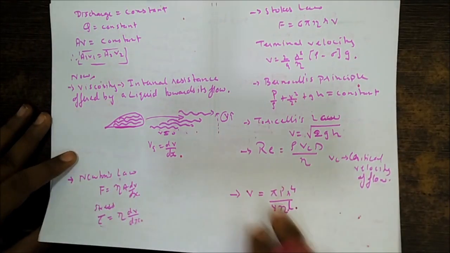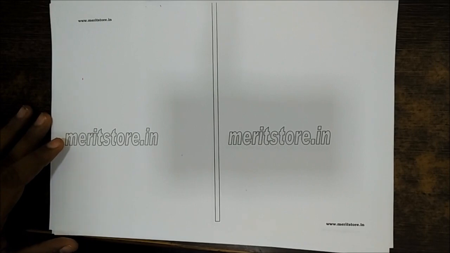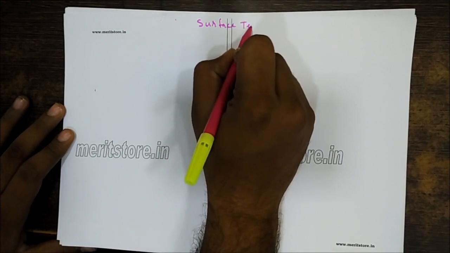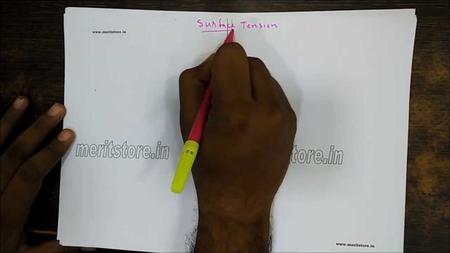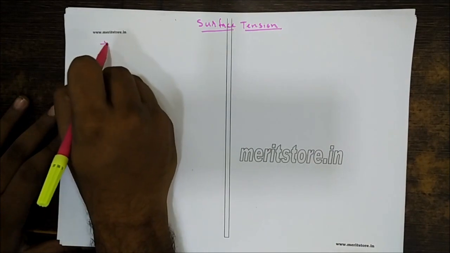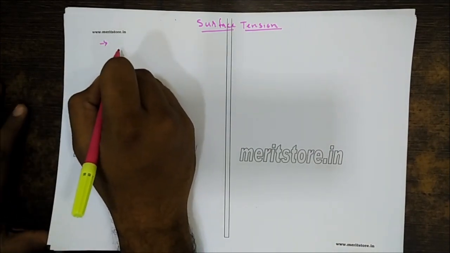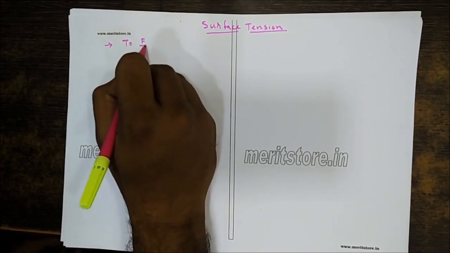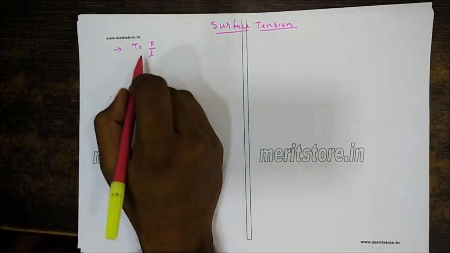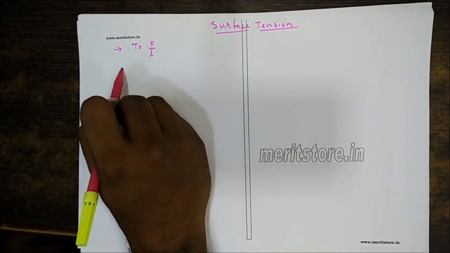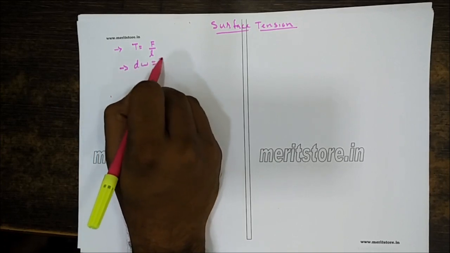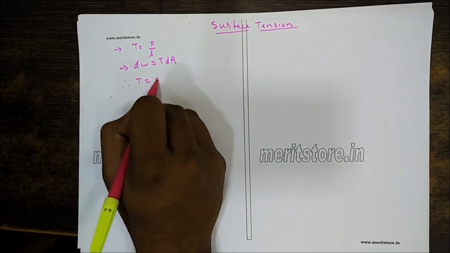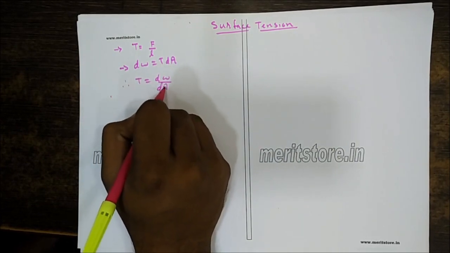Let's solve with fluid mechanics. We'll start with surface tension. In the chapter surface tension, the first formula that we come across is force per unit length. Tension is equal to force per unit length. Now surface energy is equal to tension into area, that is tension is equal to dW by dA.